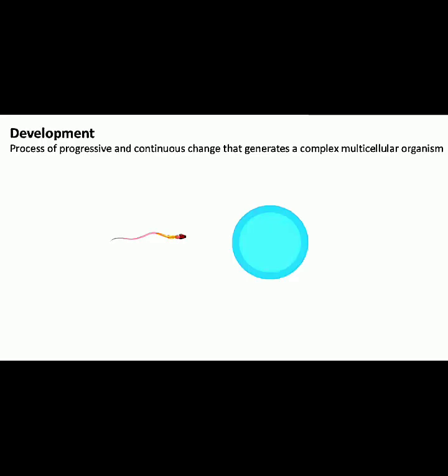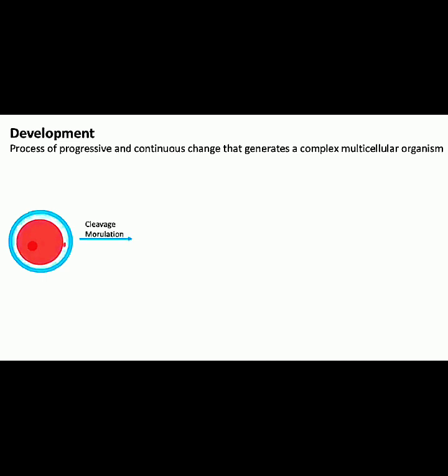Development is a process of progressive and continuous change that generates a complex multicellular organism. It starts off with the gametes, where the sperm fertilizes the egg through a species-specific process. This creates the zygote, a fertilized egg with a diploid chromosomal complement generated by the fusion of the haploid male and female pronuclei. After fertilization, the zygote goes through several developmental phases to create an embryo.